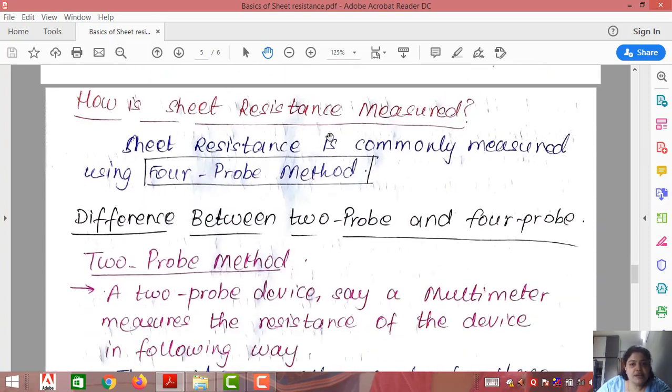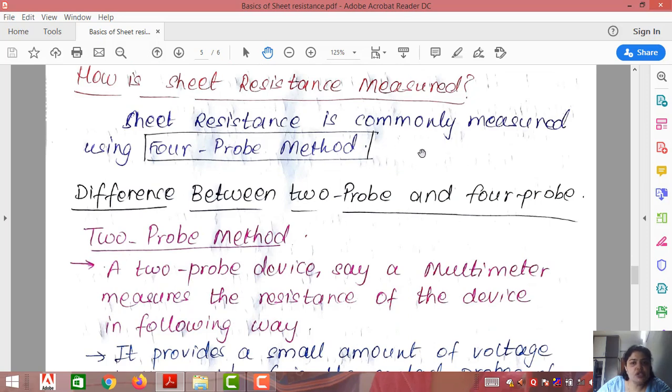Now, how is sheet resistance measured? Sheet resistance is commonly measured using the four-probe method. Before we start the topic of the four-probe method, let us first discuss the difference between a two-probe and a four-probe method.